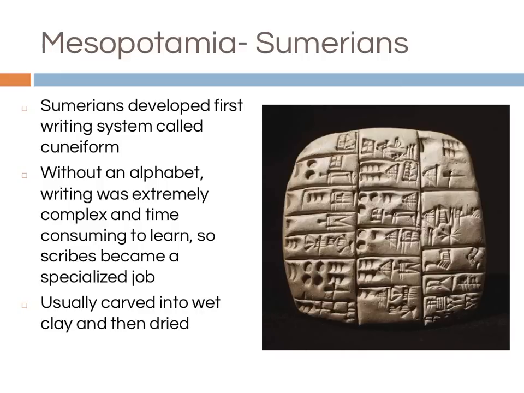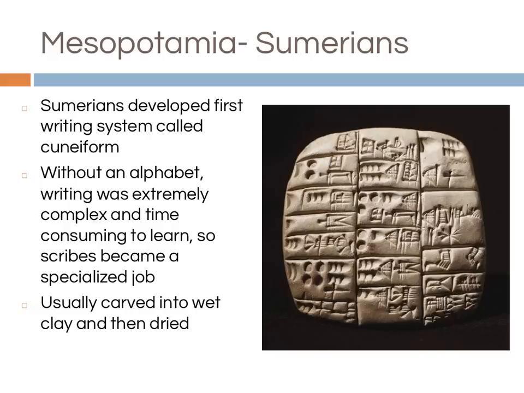The Sumerians also developed the first writing system in the world, which is called cuneiform. Like I talked about in the earlier part of the PowerPoint, they did not have an alphabet, so there were thousands of symbols that someone needed to learn to be able to read and write. And so scribes were a very specialized and important job, and that's why scribes had a relatively high status in society.